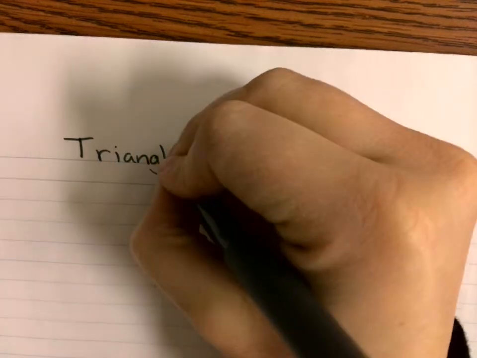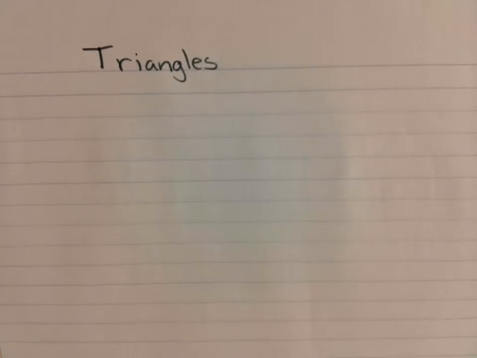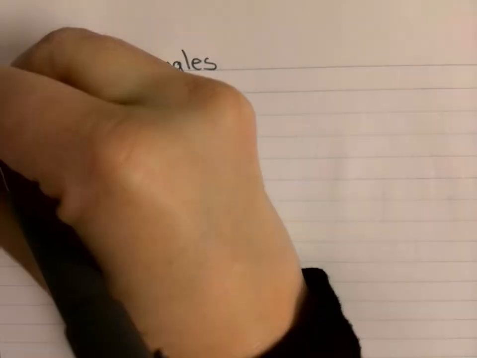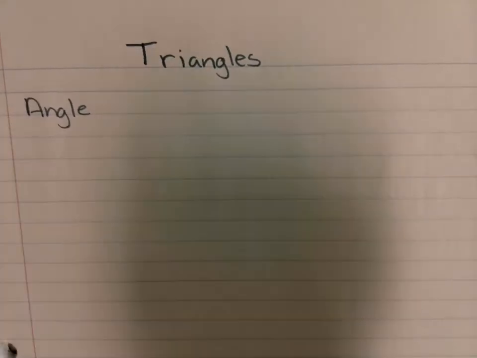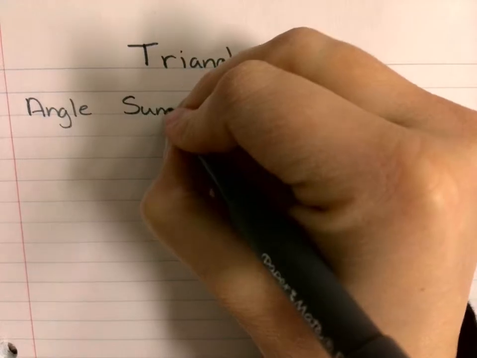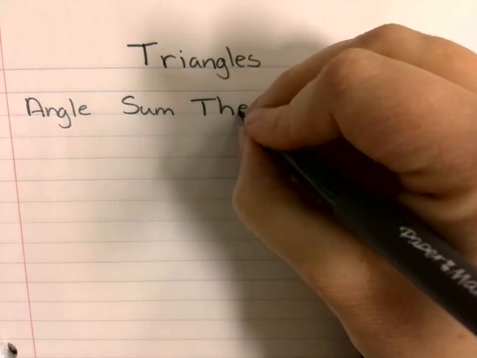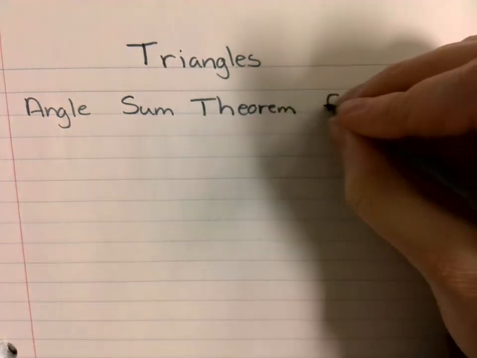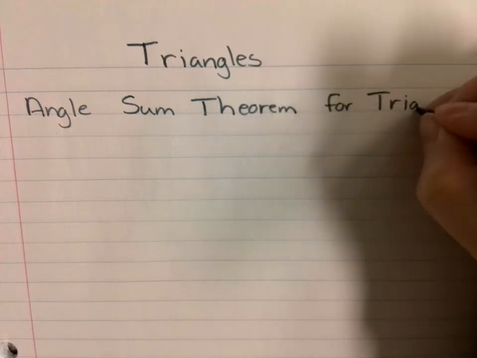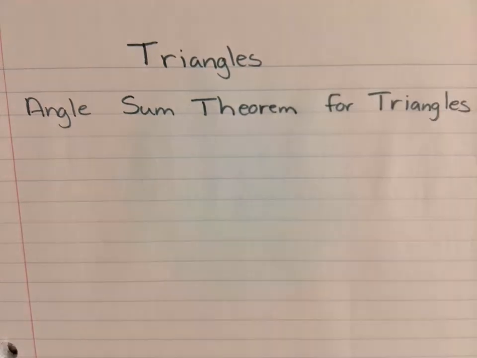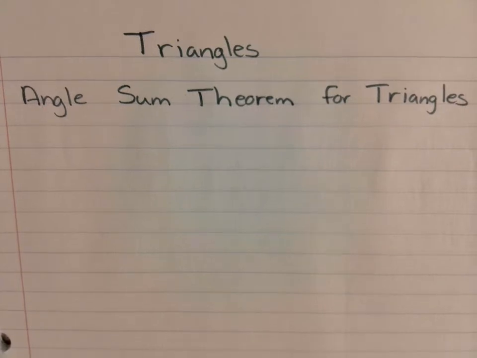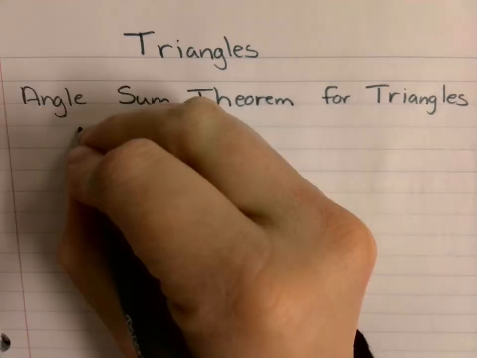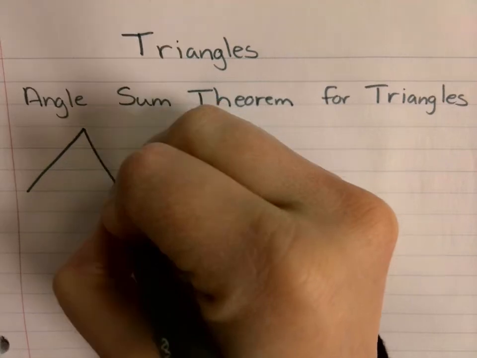So what's really important to understand in the concept of triangles is that no matter what kind of triangle you're dealing with, whether it's a right triangle, an obtuse triangle, an equilateral triangle, a scalene triangle, or isosceles, it doesn't matter. All triangles, when you add the 3 angles together, will always equal 180 degrees. And that's based off of the angle sum theorem.